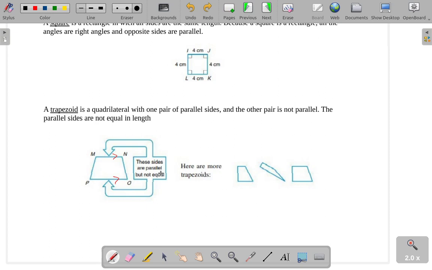When we have a trapezoid, we don't have any of those special relationships. We can't say that any two sides are equal to each other. All we know with the trapezoid is that two of the opposite sides are parallel to each other.